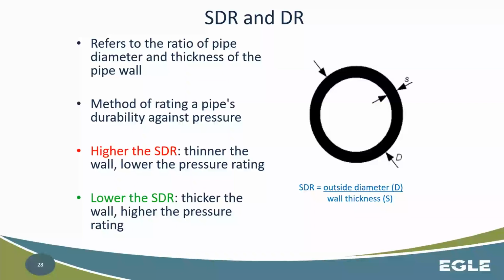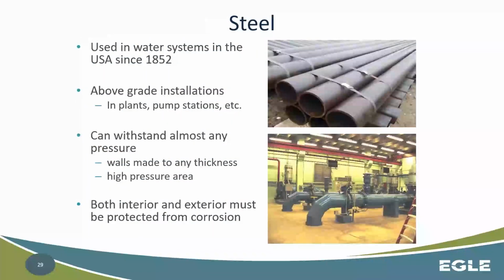Okay, so that D is the outer diameter of the pipe, the water main, and then the S is the actual thickness of the pipe material. So the higher the SDR, the thinner the wall and the lower the pressure rating. Lower SDR means a thicker wall and a higher pressure rating. So when we go from that 21 to an 11, that 11 is going to hold up a lot better in terms of pressure standards than the 21 that we discussed. Again, just things to keep in mind as you're going through water main selection.